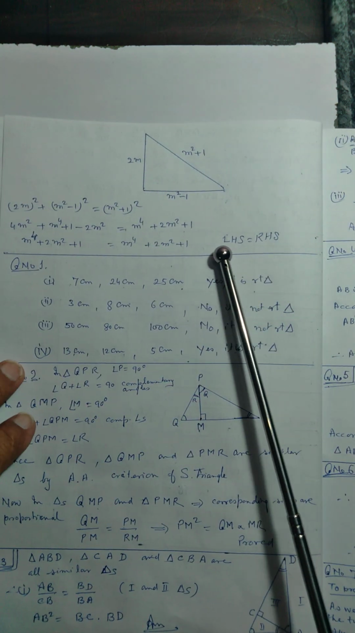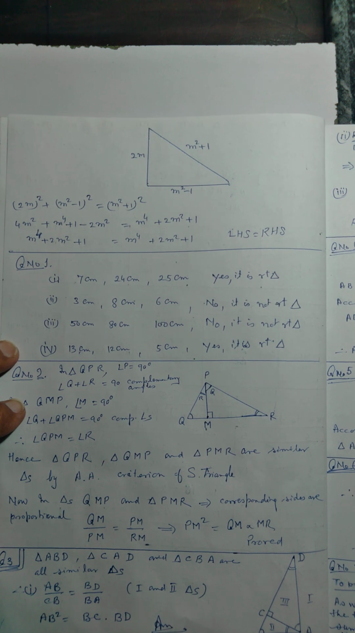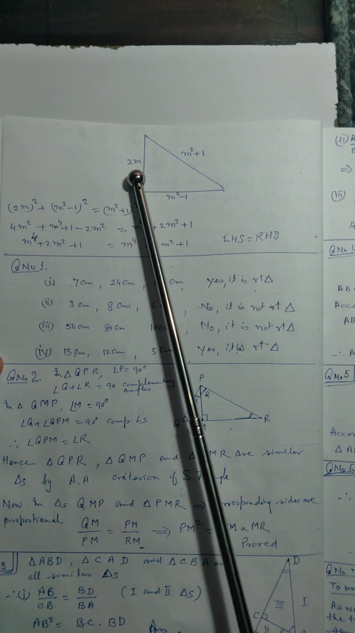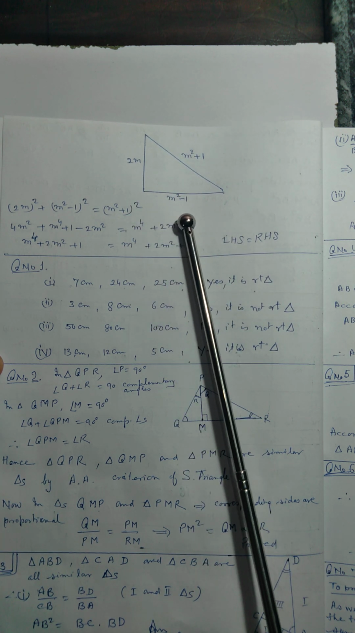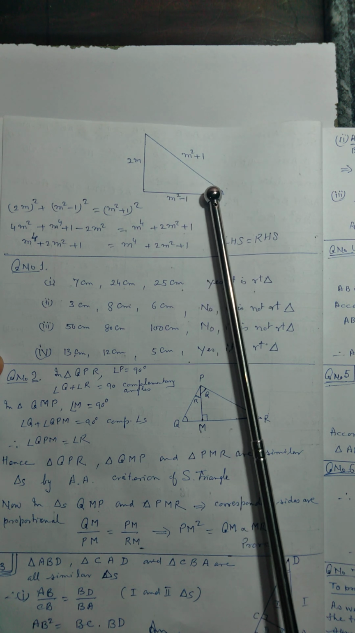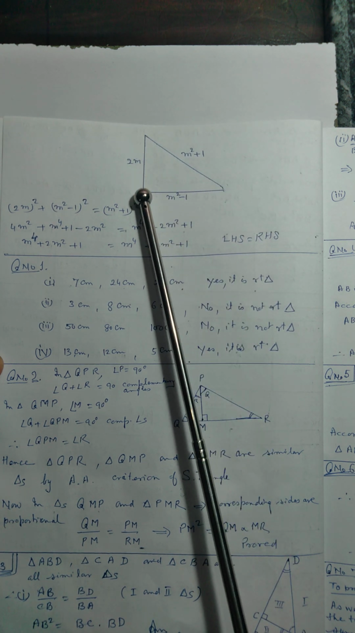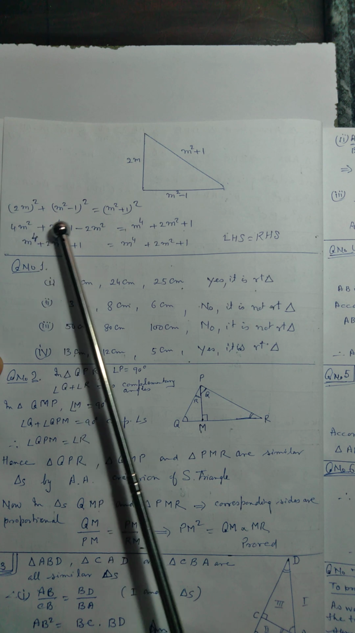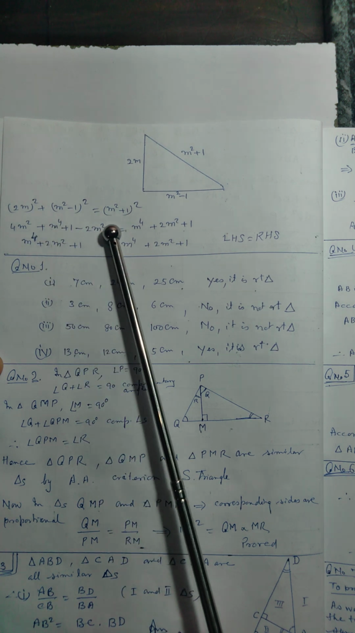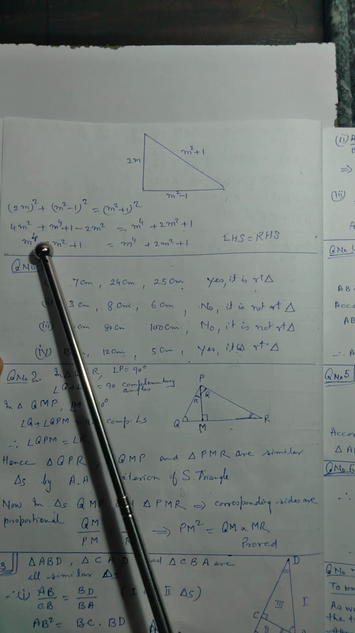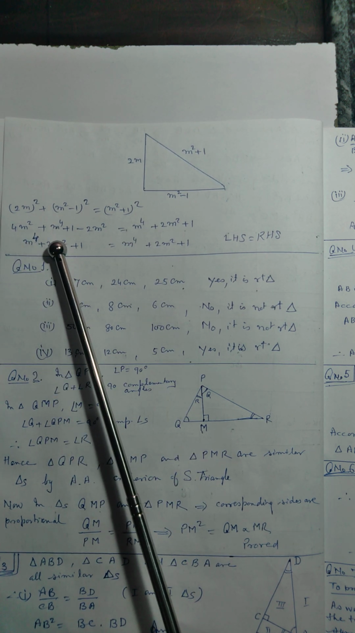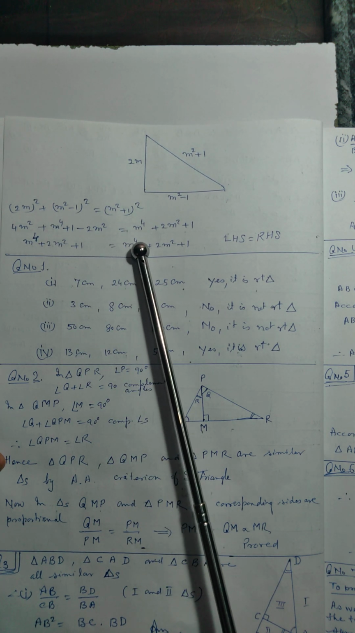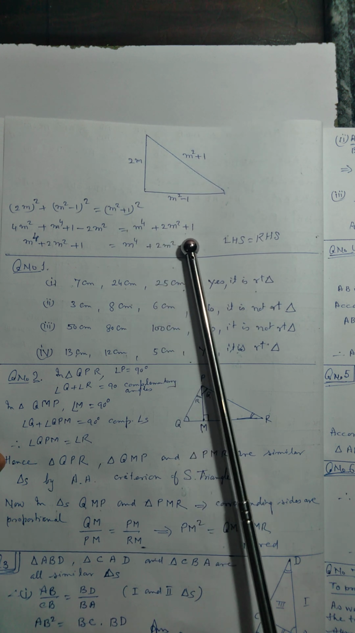For further reinforcement of knowledge regarding the Pythagorean triplet, you see I have made a right angle triangle in which I have written 2m, m square minus 1, m square plus 1. This is the hypotenuse. These are the two legs of the right angle triangle. So if you just square it, (2m) square plus (m square minus 1) whole square is equal to (m square plus 1) whole square. You will get 4m square plus m raised to power 4 plus 1 minus 2m square is equal to m raised to power 4 plus 2m square plus 1.